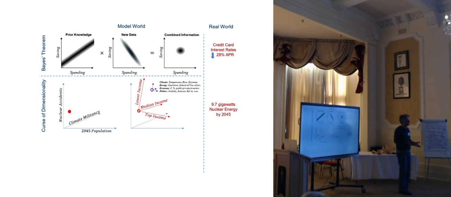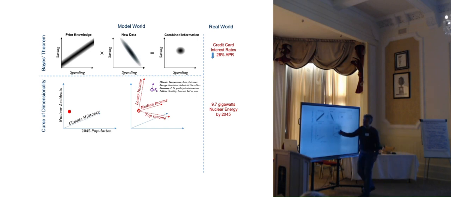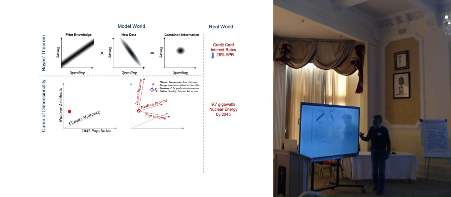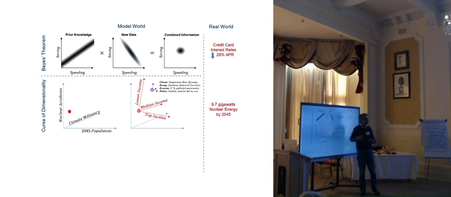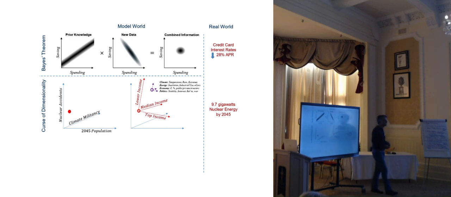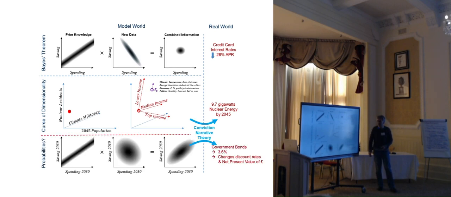There are too many dimensions. And so we end up with this curse of dimensionality where we can't explore the space. We still have to make decisions about, you know, what is the actual amount of nuclear energy that we're going to prepare for now for 2045, because that's the scale up of time that we need. So we have to make decisions even though we can't explore the space anymore.